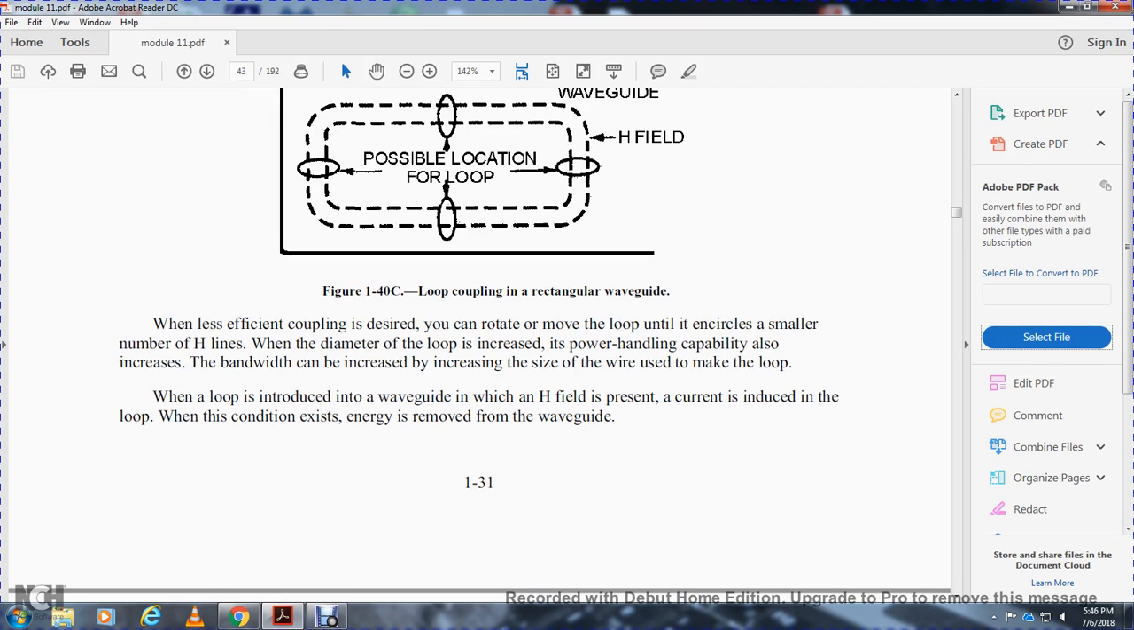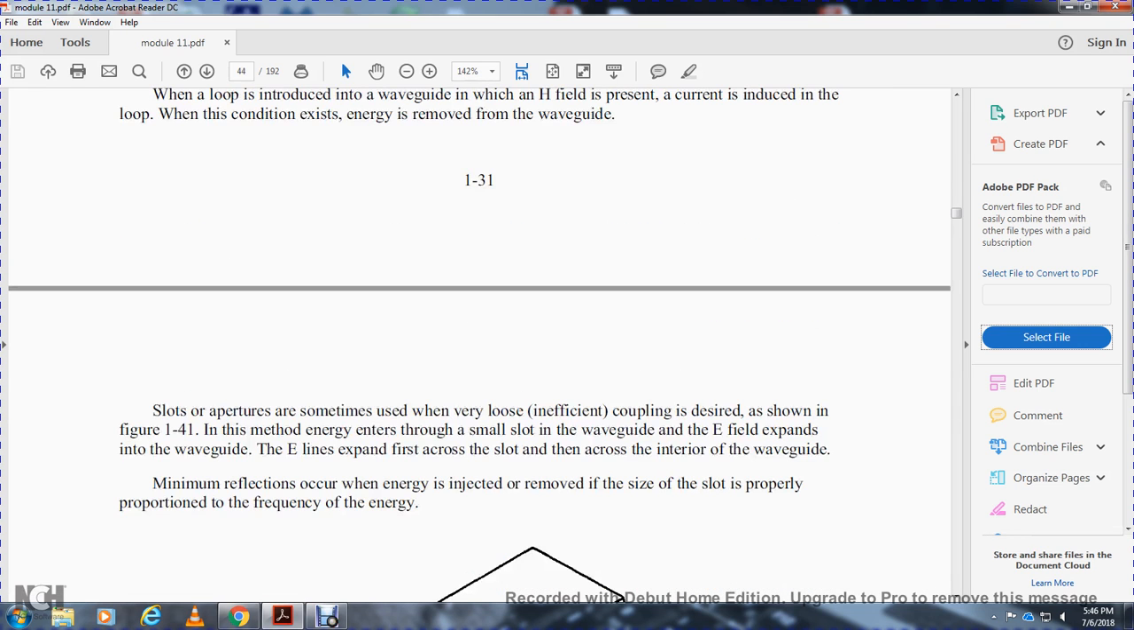The loop is introduced into the waveguide where the magnetic field is present, and current is induced in the loop. When these conditions exist, the energy is moved from the waveguide. Slots and windows are sometimes used instead of the probe or loop for coupling.